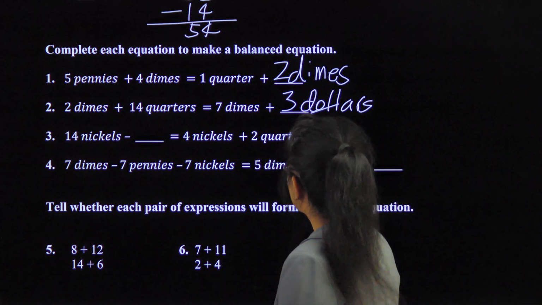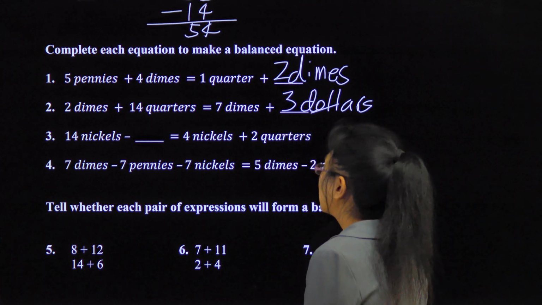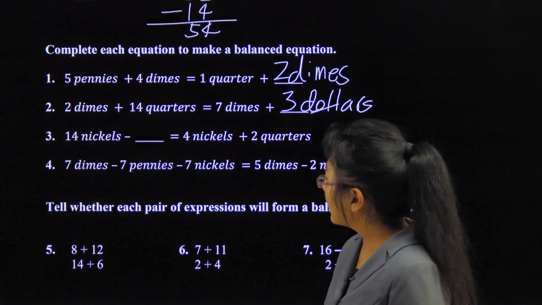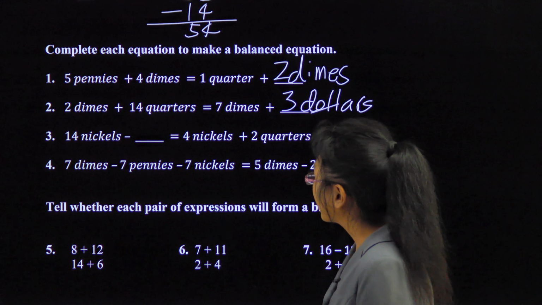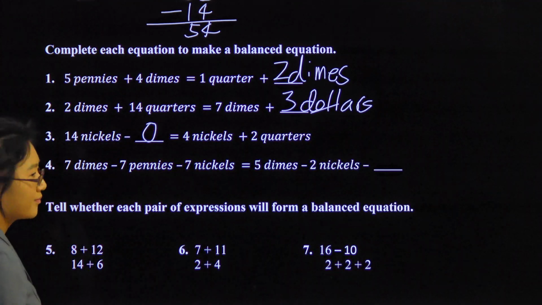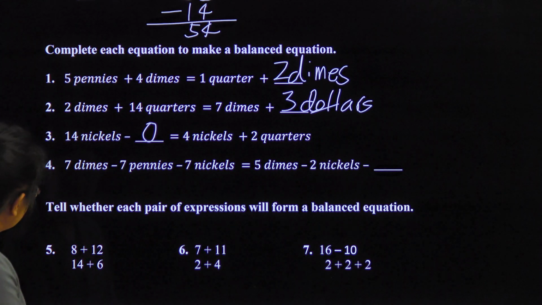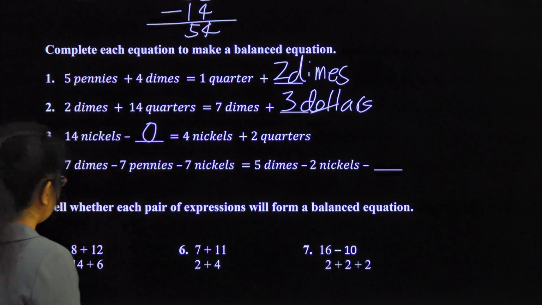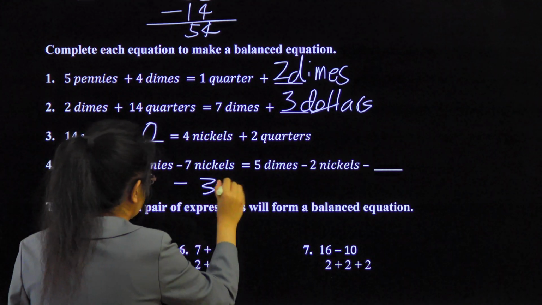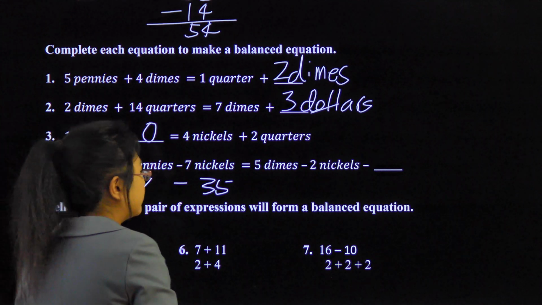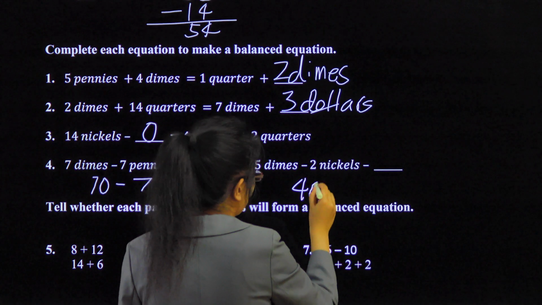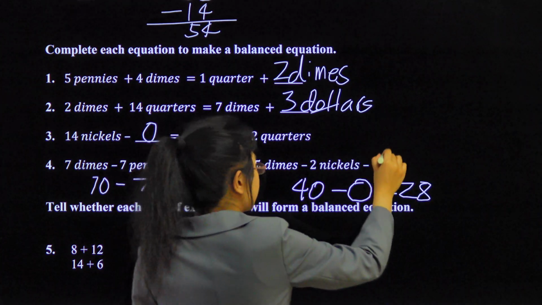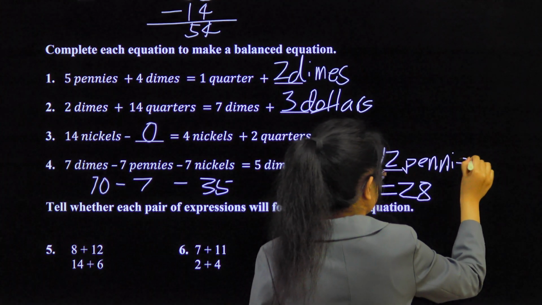14 nickels minus something equals 4 nickels plus 2 quarters. 4 nickels plus 2 quarters is equal to 70 cents. 14 nickels is also 70 cents, which means 14 nickels minus 0. It's already balanced. 7 dimes minus 7 pennies minus 7 nickels equals 5 dimes minus 2 nickels minus what? So 7 dimes, 70 cents, minus 7 pennies minus 7 nickels equals 28. And 5 dimes minus 2 nickels is equal to 40. So we have to have 40 minus something equals 28, and that's 40 minus 12. So 12 pennies. Yay!